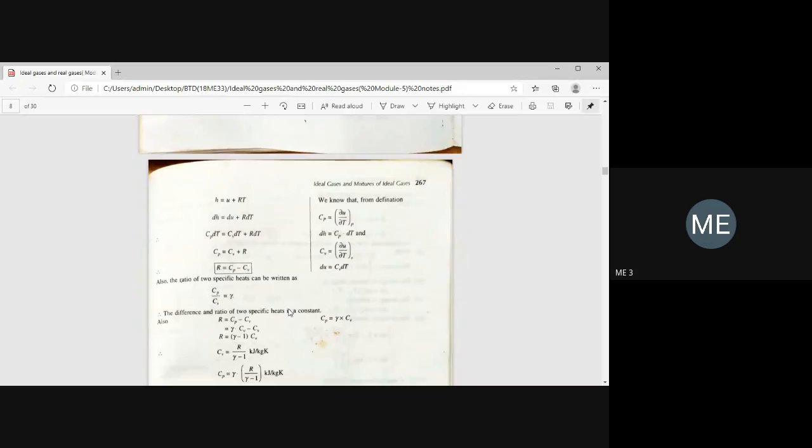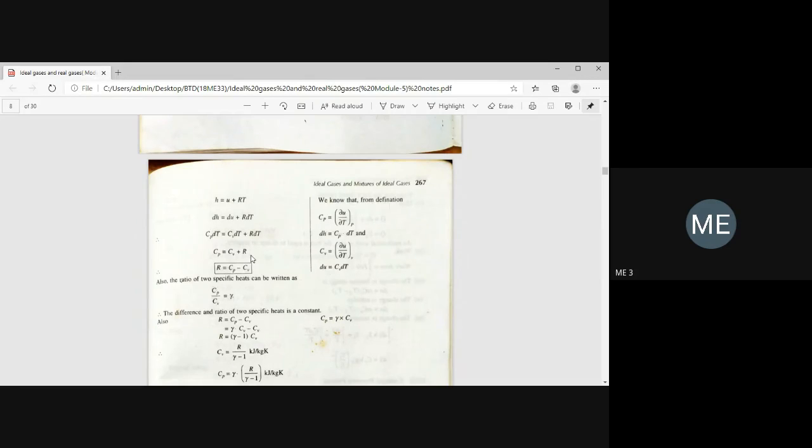These are the expressions for Cp, Cv, and gamma. In this case, Joule's law is most important. We are often asked to prove that internal energy is a function of temperature only, and that enthalpy is a function of temperature only.